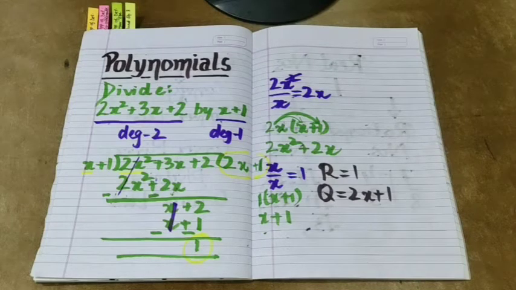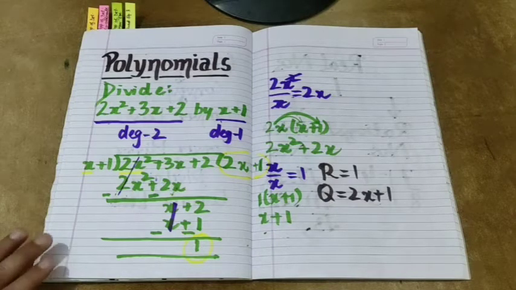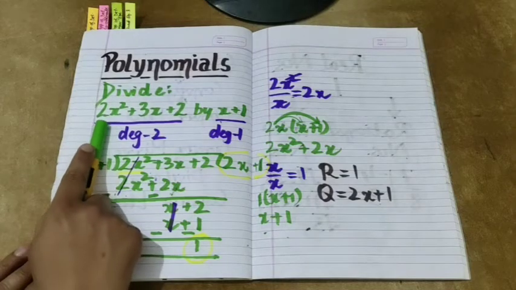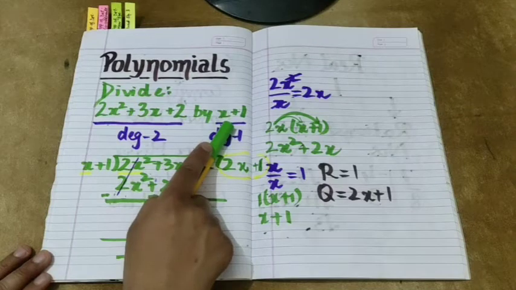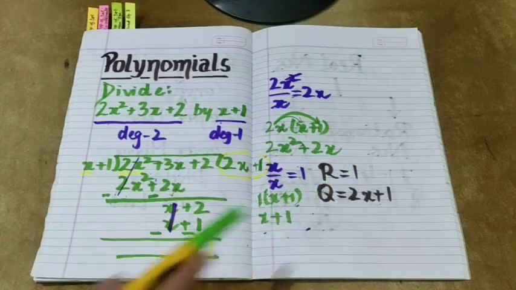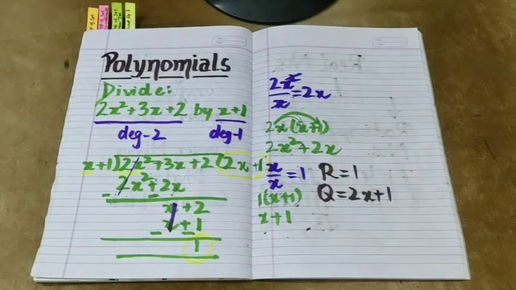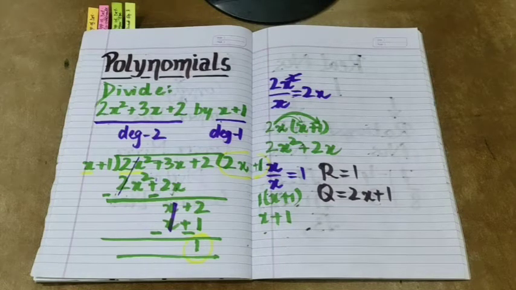Firstly, we will discuss the remainder theorem. Then by using the remainder theorem, we will find the remainder when we divide 2x squared plus 3x plus 2 by x plus 1. Obviously, we will find remainder 1 in that case as well, but it will help us to verify our answer. So let us start with the statement of the remainder theorem first.